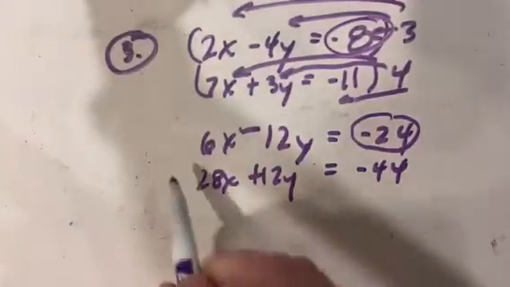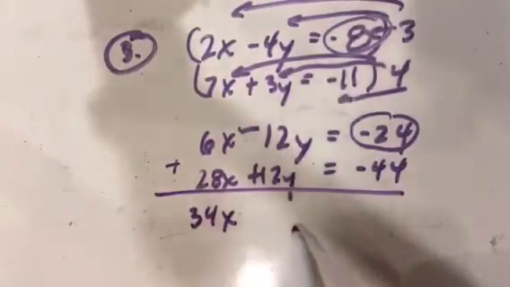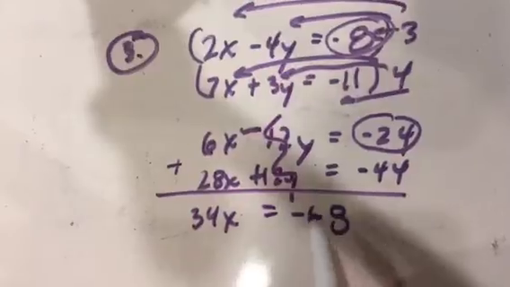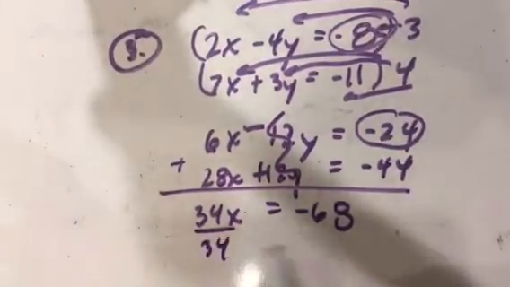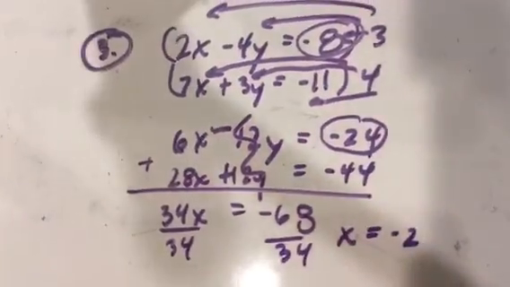All right, we can add since we have opposites. We get 34x. We get elimination. We get negative 68. Divide by 34, divide by 34. X is negative 2.